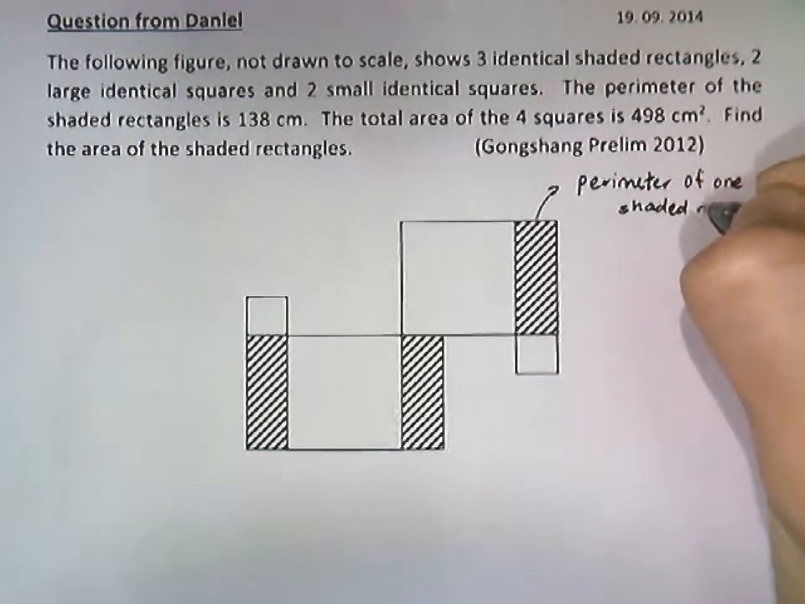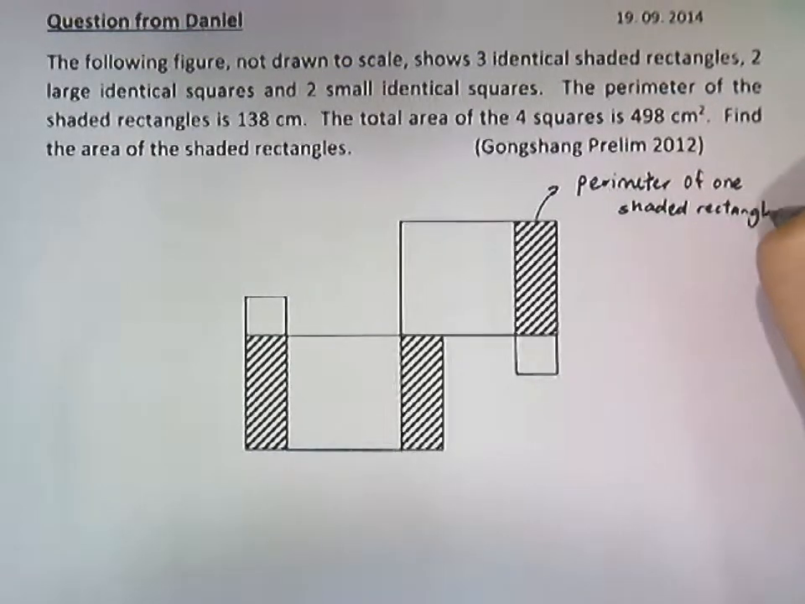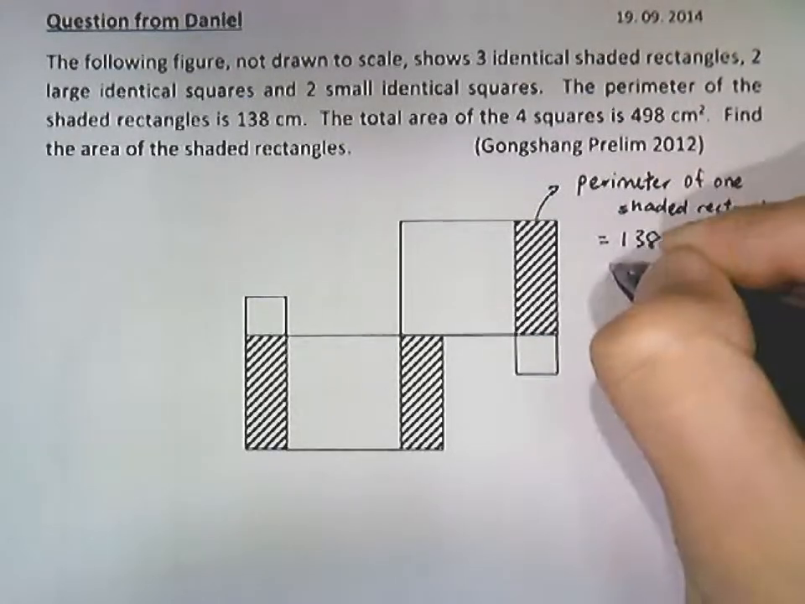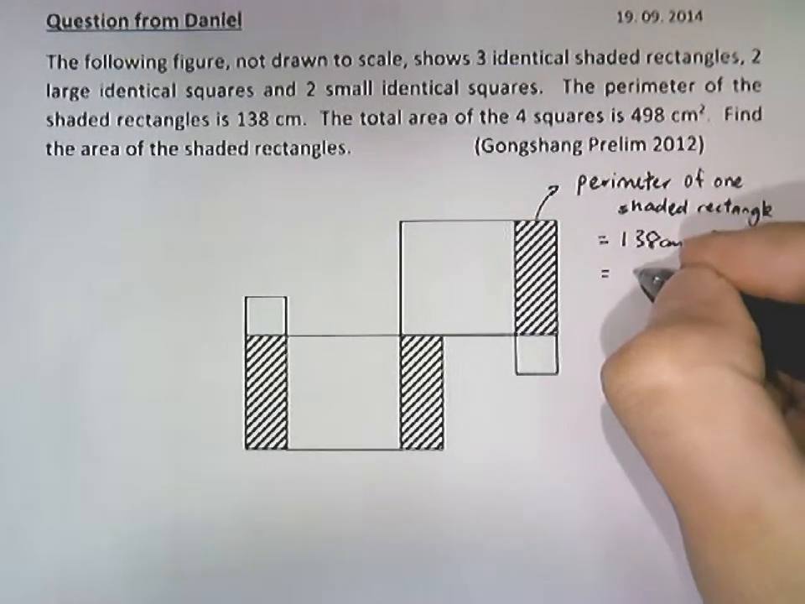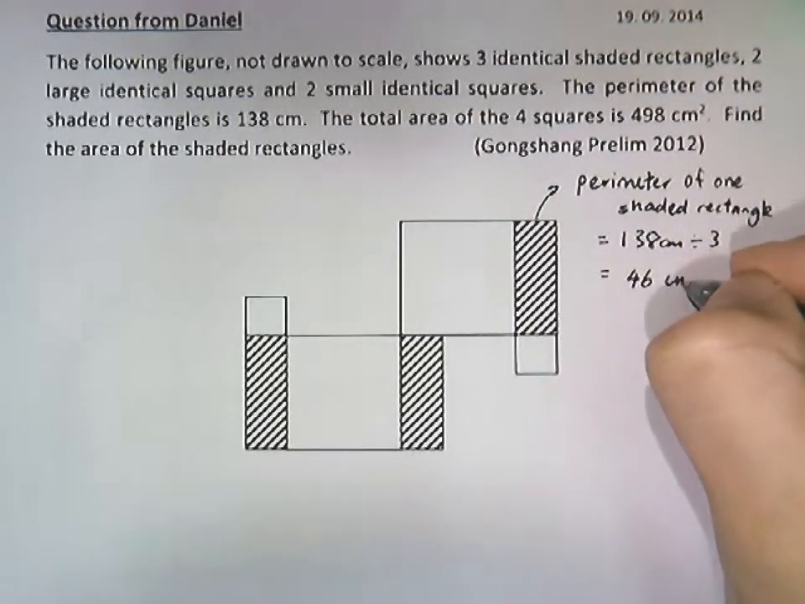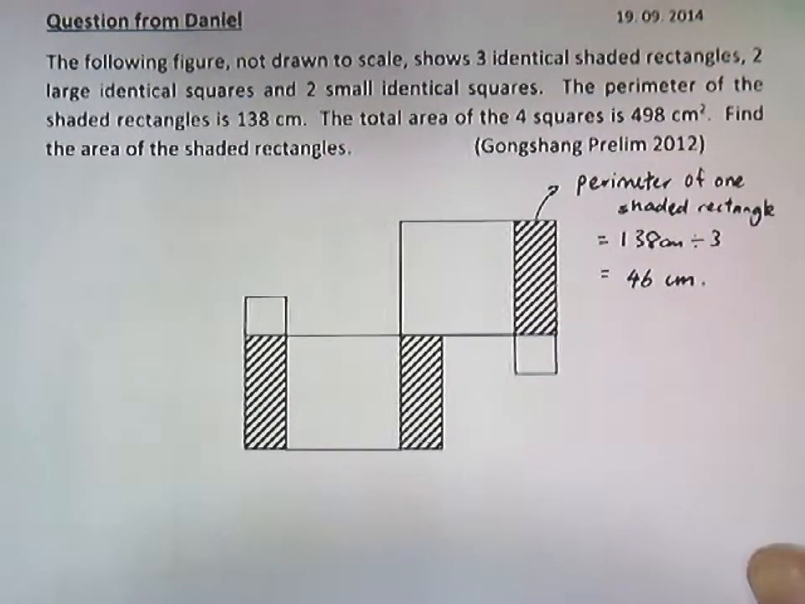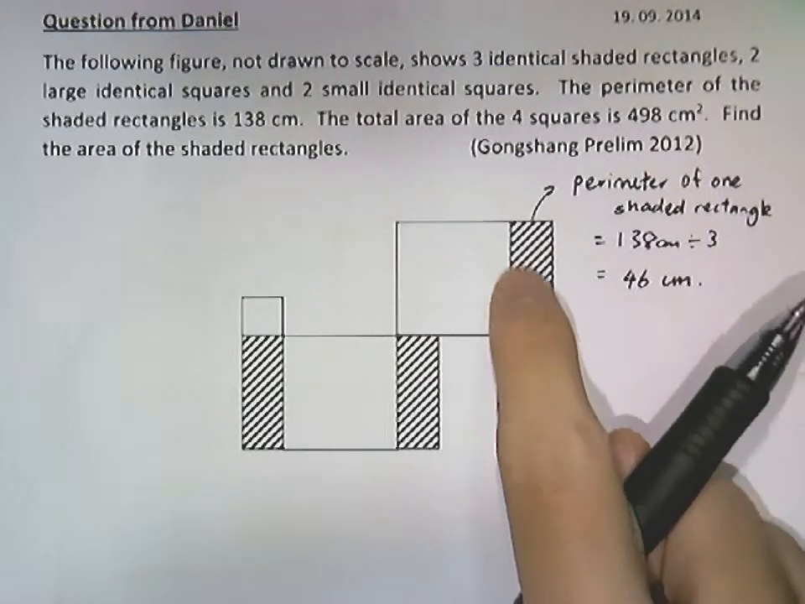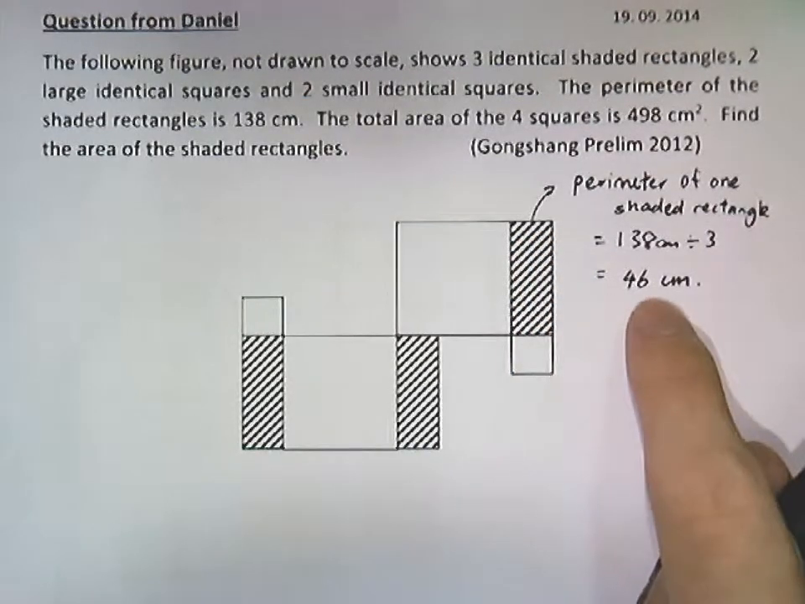The perimeter of one shaded rectangle would just be 138 divided by 3. This gives me 46 centimeters. So the 4 sides will give me a perimeter of 46.